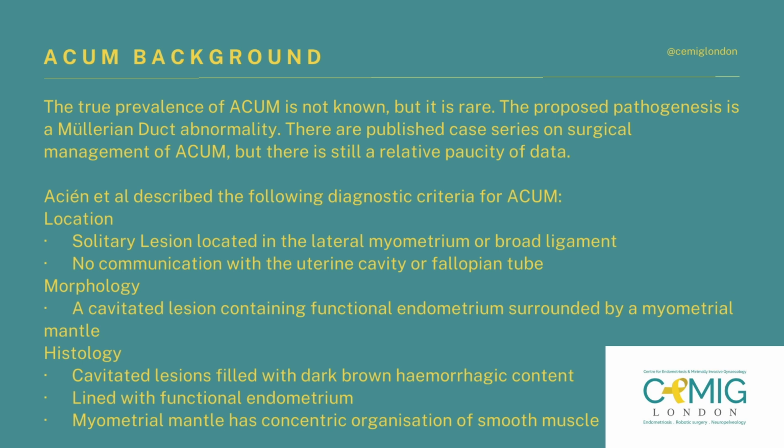Acién et al. described typical diagnostic features for ACUM. These include a solitary lesion located in the lateral myometrium or broad ligament without communication to the uterine cavity or fallopian tube, a cavitated lesion containing functional endometrium surrounded by a myometrial mantle, a cavitated lesion filled with dark brown hemorrhagic content lined with functional endometrium, and a myometrial mantle with concentric organization of smooth muscle.